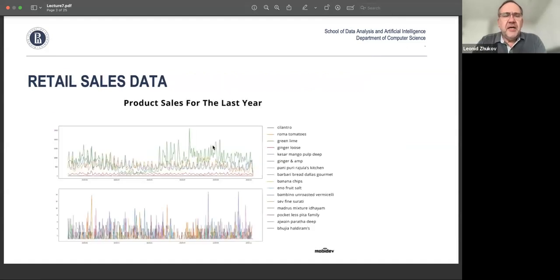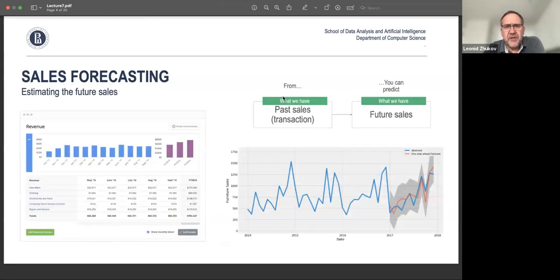When we see retail sales data, it actually looks the way it is shown in this picture, which is quite spiky. Here we're showing the volumes of sales for different potential items. And typically within sales forecasting, what we would like to do is to use past sales, measured as transactions data. So we want to predict the future sales from past transactions.